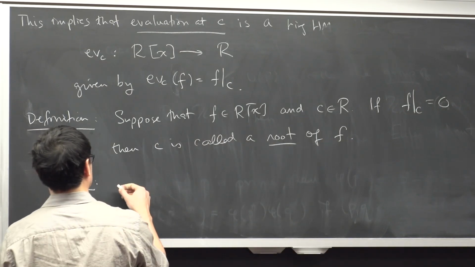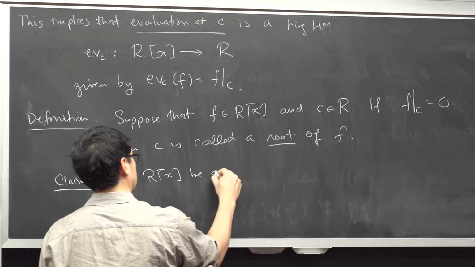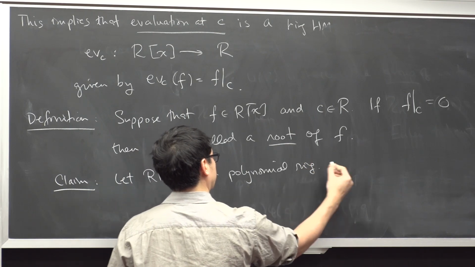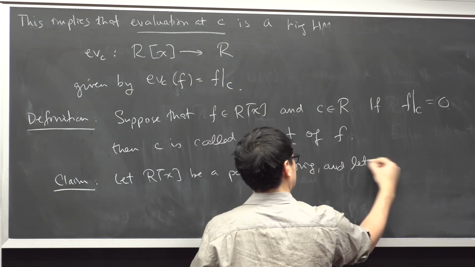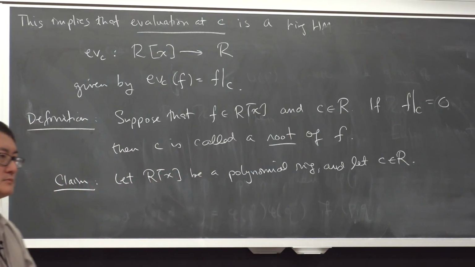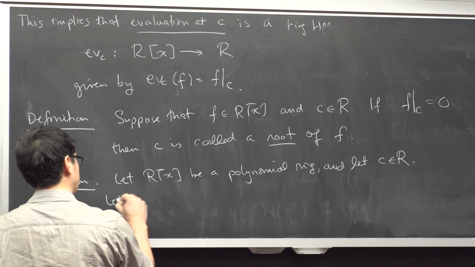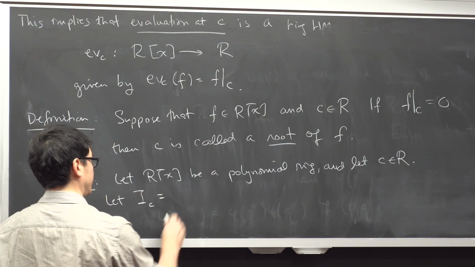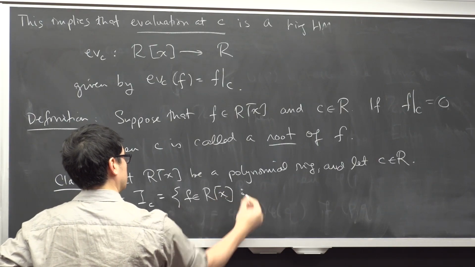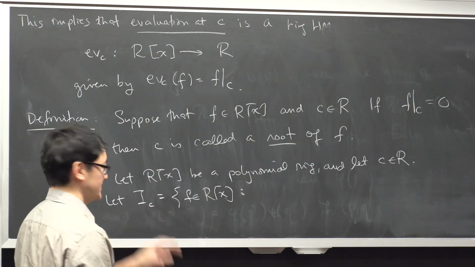So let's prove this claim right here. Let R[x] be a polynomial ring, and let c be in R. Make sense? So let I_c be the set of all f's in R[x]. What do you think I want to do with it? How do you think I want to relate f with c?